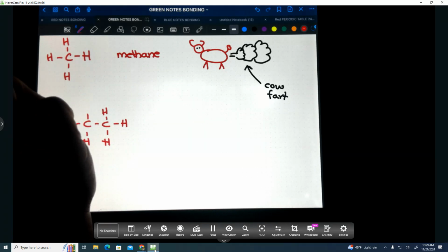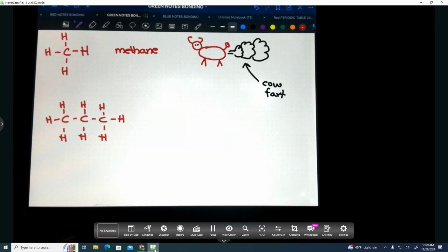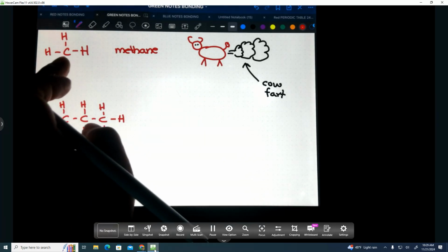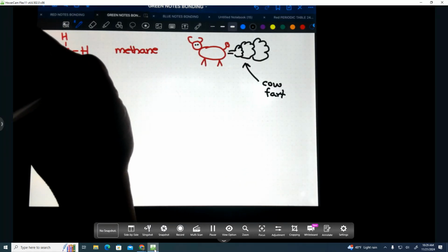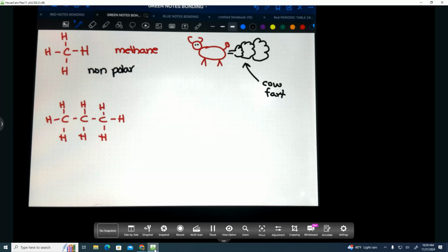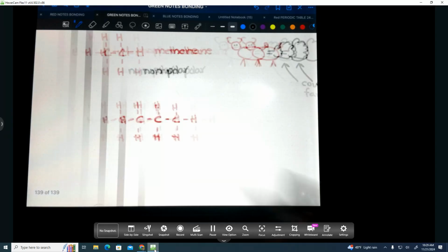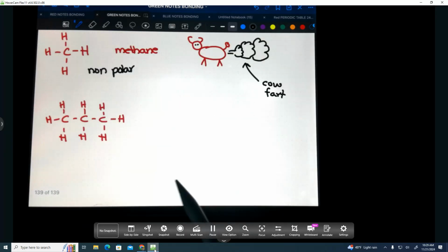That's a good question. I don't know. Okay? So here's another one. Is this polar or nonpolar? Nonpolar. Okay. So if we want to put methane up against another methane, I'd have to do what to it? Lower the temperature and increase the pressure. So I usually get methane gas, right? Methane is a gas.